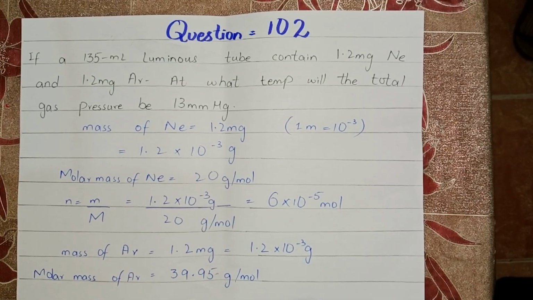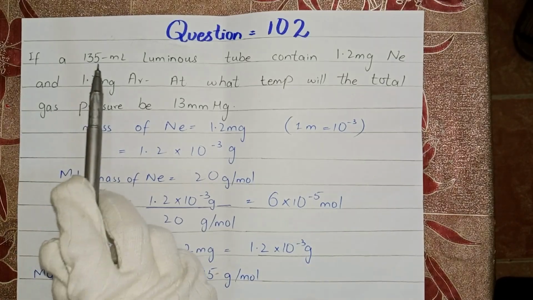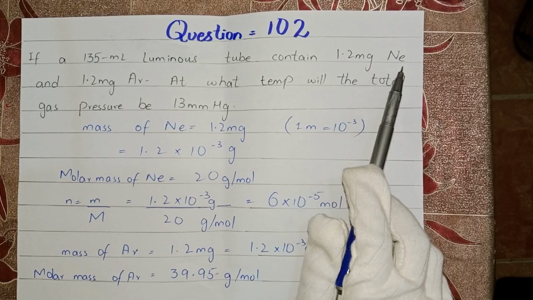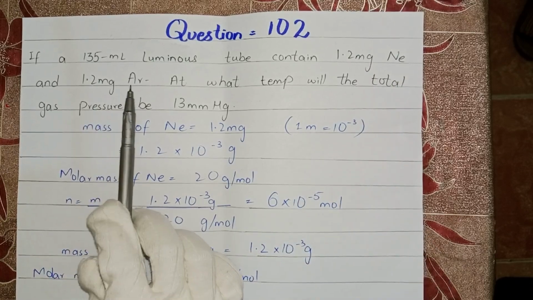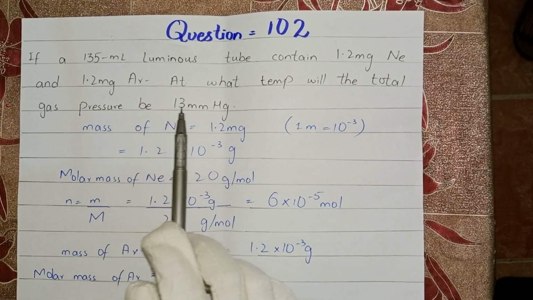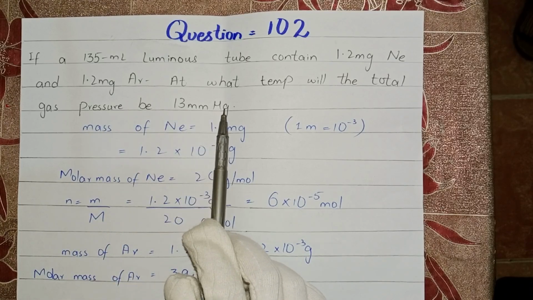Question number 102. If a 135 milliliter luminous tube contains 1.2 milligram of neon and 1.2 milligram of argon, at what temperature will the total gas pressure be 13 millimeter of mercury?